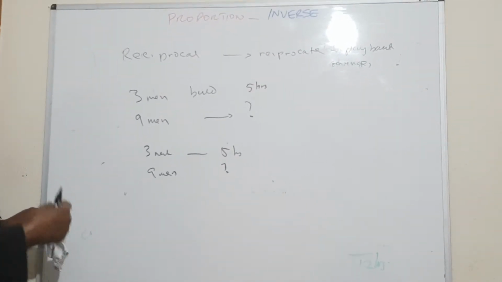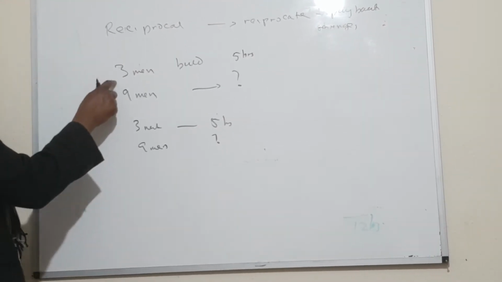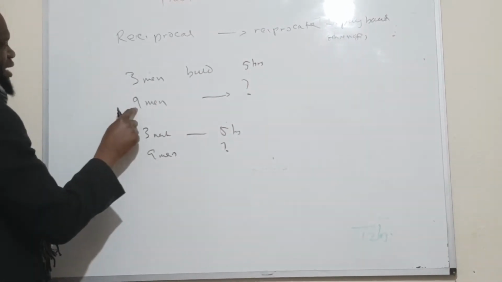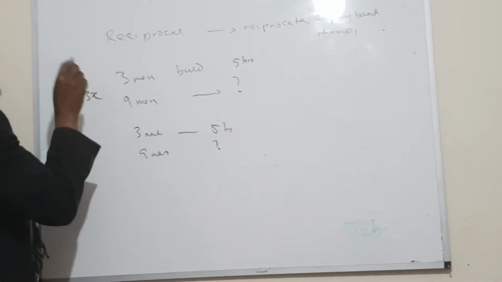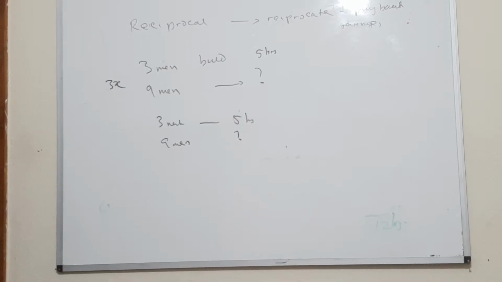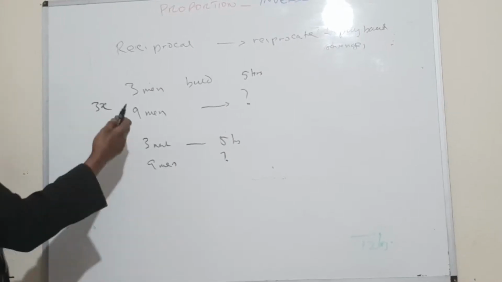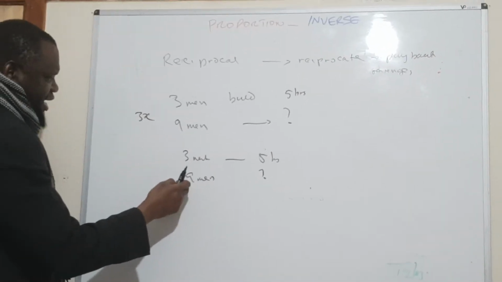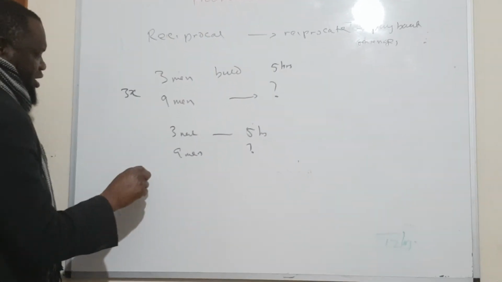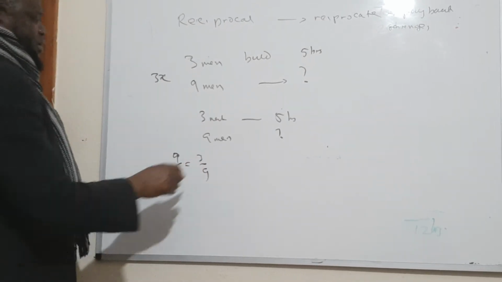Look here. You have to think before you do the calculation. If it takes 3 men to build a house in 5 hours, 9 men will take three times less time, because 3 times 3 is 9. So our direct proportion would tell us 9 over 3, but inverse proportion will be the inverse of that. Instead of 9 over 3, you are going to say 3 over 9 times 5.